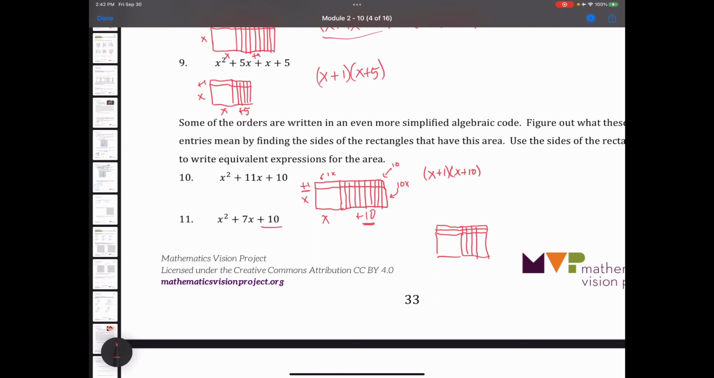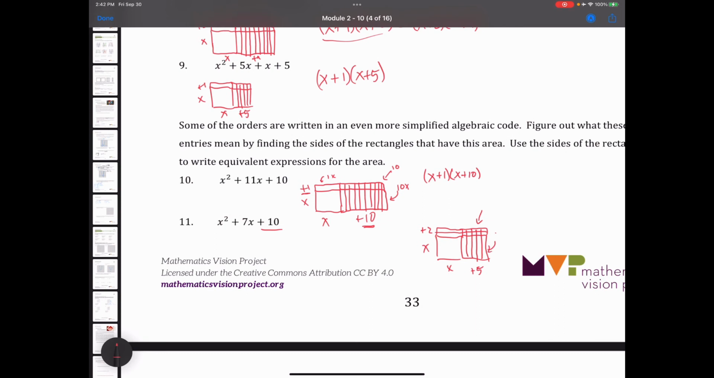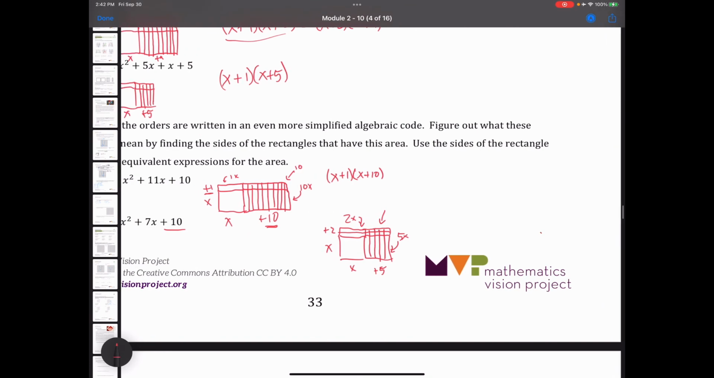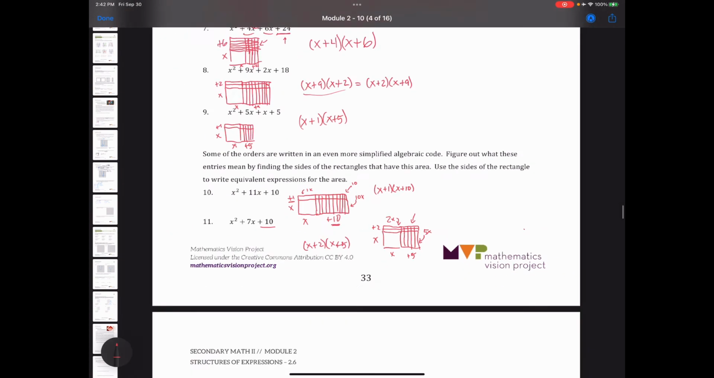2, 3, 4, 5. And you notice again that this plus 5 and plus 2 multiply to the last c term, but we have 5x's and 2x's, which add to 7x, or that b term. So the area in terms of the side lengths here would be x plus 2 times x plus 5.